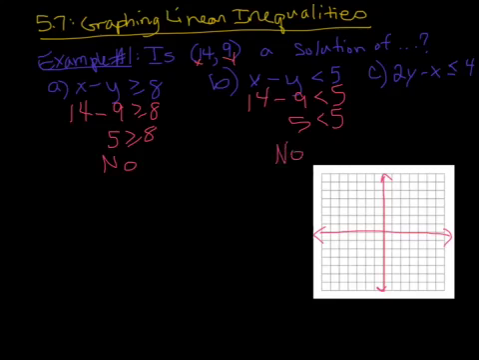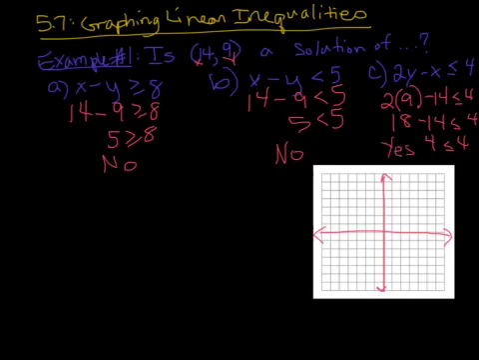On part C, I am going to put in 9 for y, put in 14 for x. I end up getting 18 minus 14 is less than or equal to 4. 4 is less than or equal to 4. So actually, unlike part B, this one is true because it has that or equal to. So that one's my only yes there. So just be careful that you know the difference between those three.